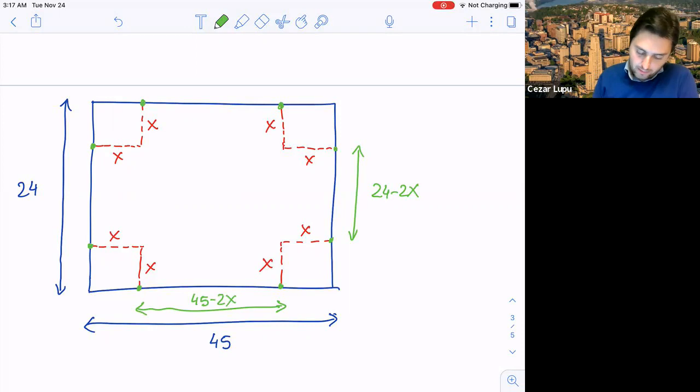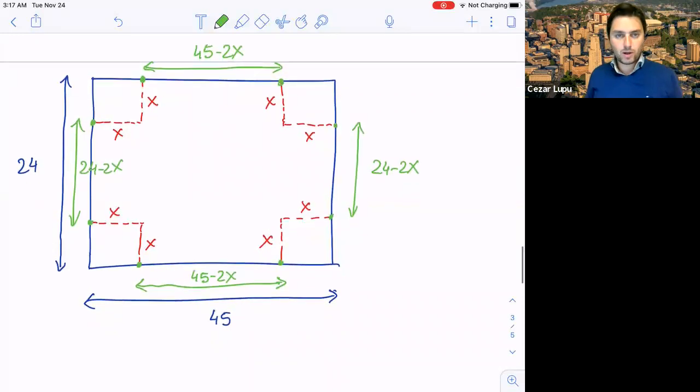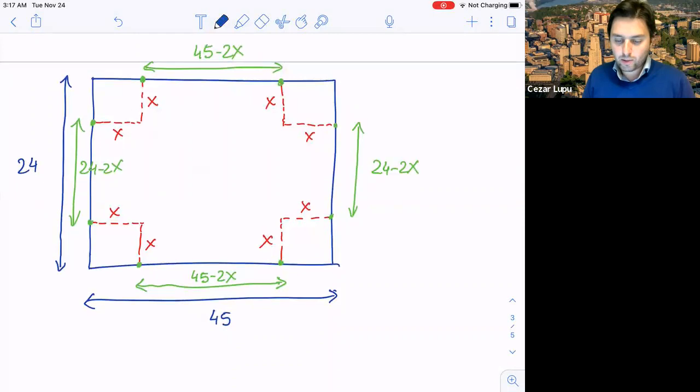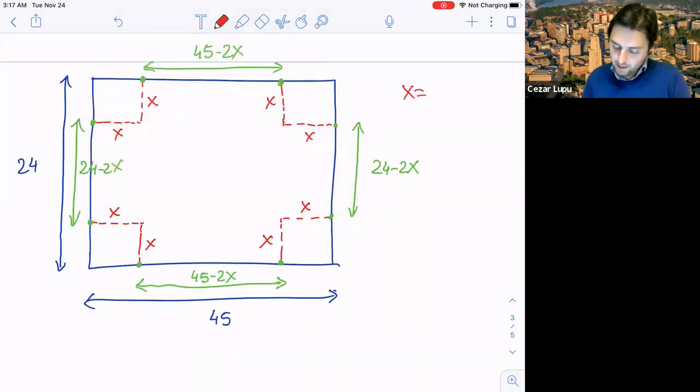And again, from here, the same goes here. And the same here. So this is 24 minus 2x. This is 45 minus 2x. Okay, so we have this picture, right? Look at it. And now we would like to, so x is nothing else. So let me write here. So x is the height of the box.